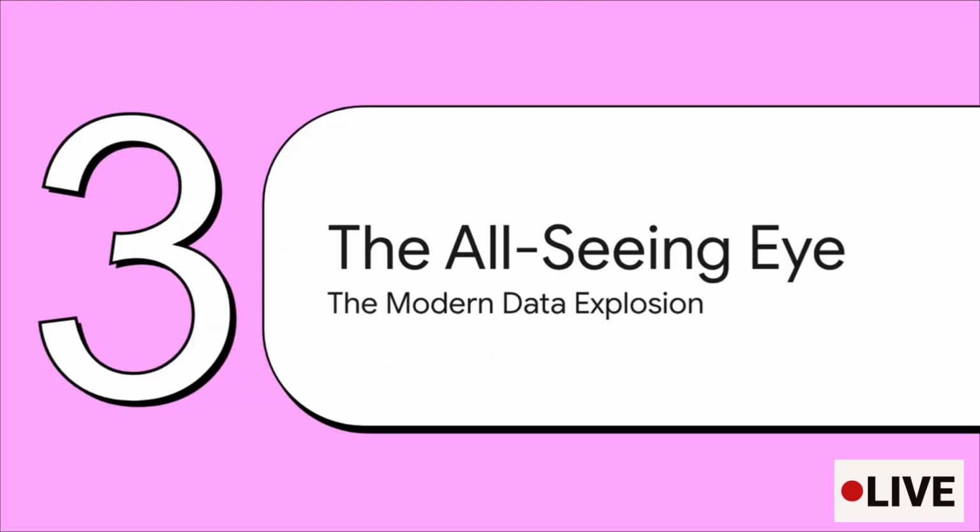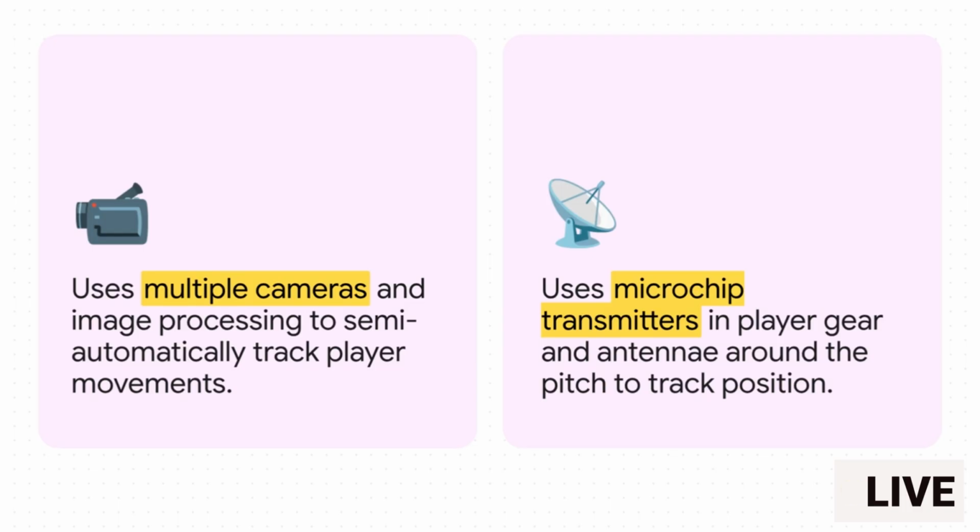And that brings us to right now, the modern era, where player tracking technology has created a full-blown data explosion. We're not just tracking what happens to the ball anymore. Nope. Today, we track literally everything that moves. And there are basically 2 main ways this happens.